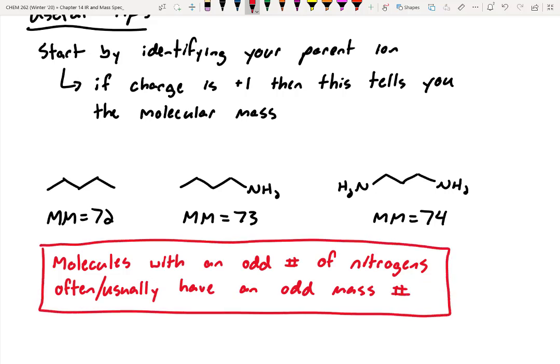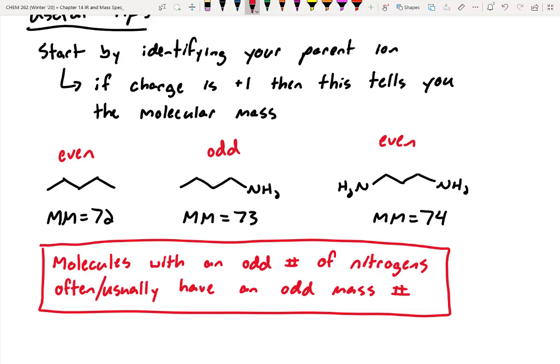So this is kind of helpful, right? Because if we look over here, this is even. That tells us that we have 0 nitrogens, which is an even number. Over here, we've got odd, meaning we've got an odd number of nitrogens. Over here, even. So it doesn't really look that useful, but really if you ever see an odd number for your parent ion, that screams nitrogen at you.